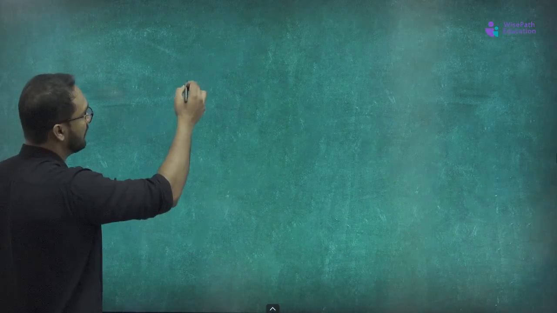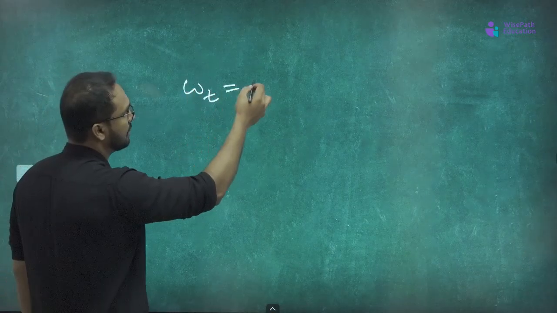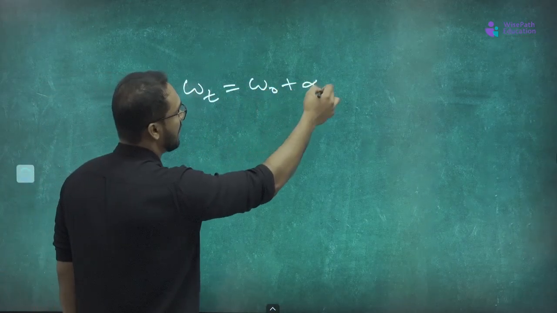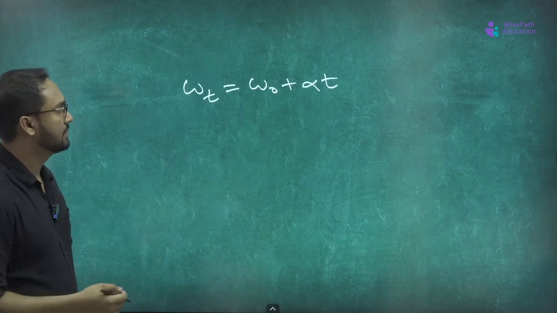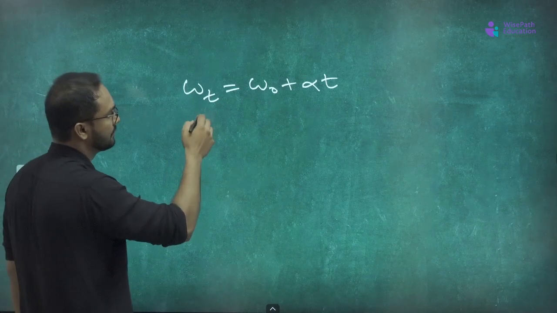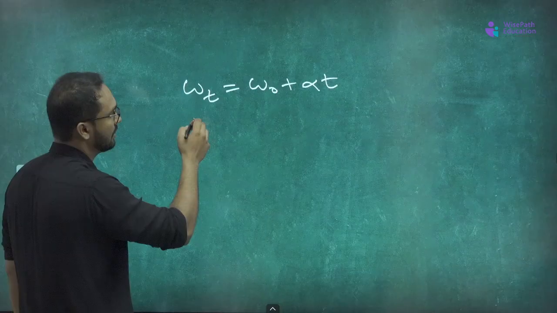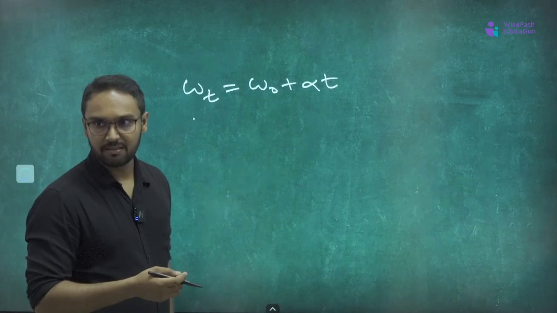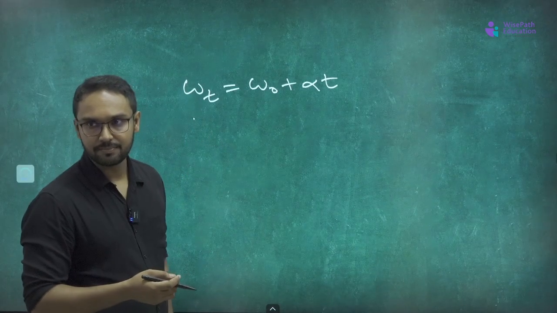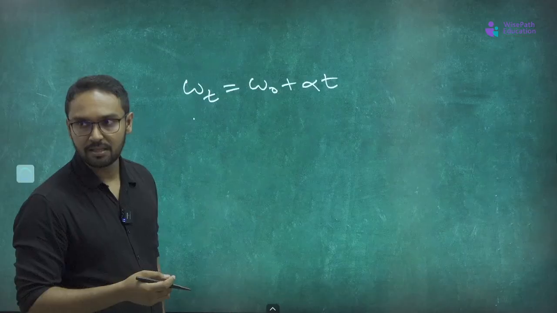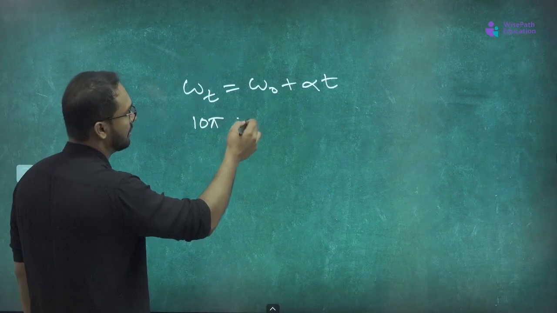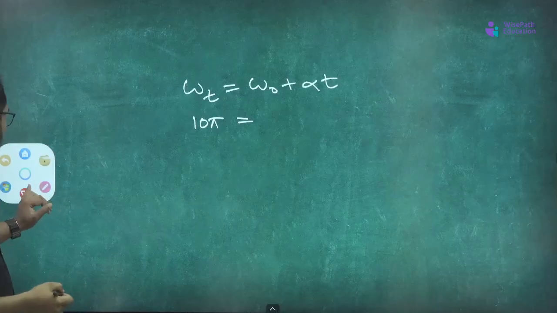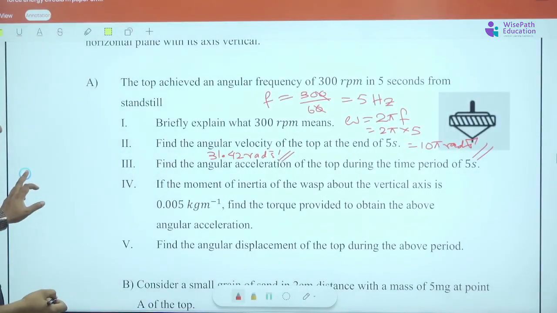So the formula is omega t equals omega naught plus alpha t, right? So the final angular velocity is how much? If we take it in 5 seconds, that is 10 pi, right? Yes, 10 pi.